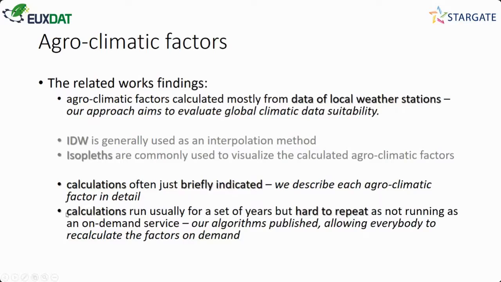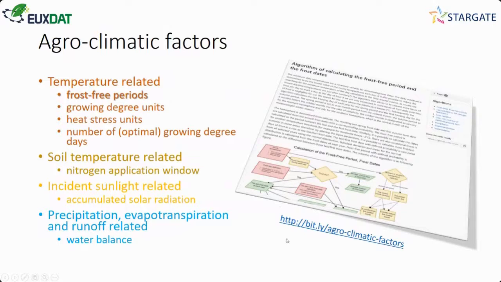Yeah, and the last bullet here says usually you have already calculated data and the result, but we want to achieve a situation where you have a server which can calculate the agroclimatic factor for a particular place on demand. So it means that you can repeat the calculation, get it for different years, whatever, so you can play with the data, etc. Okay, so this is our starting point, and I already mentioned some ideas where we want to go.